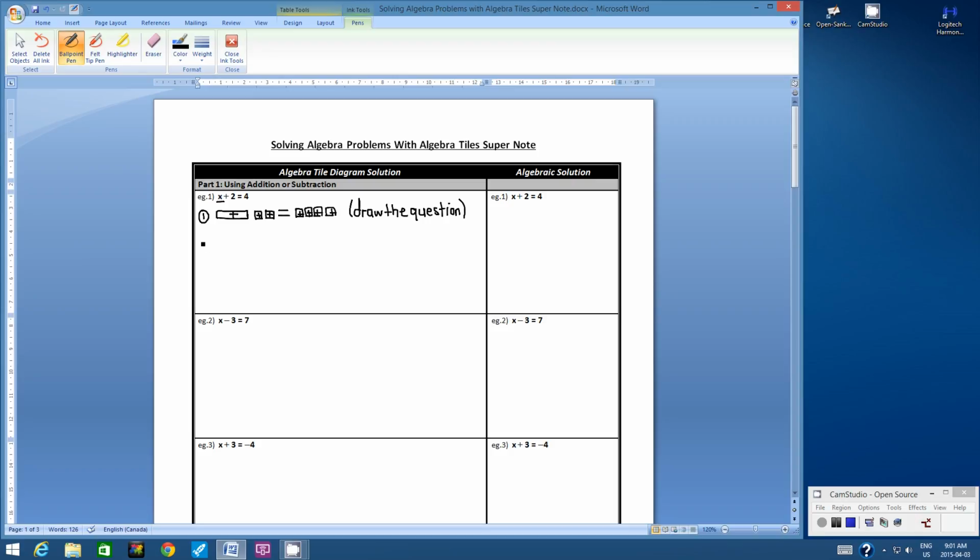In diagram 2, what we're going to do is copy the question, and then we're going to start to solve it. I'll give you some strategies on how to do that. So I'm just going to copy my first diagram.